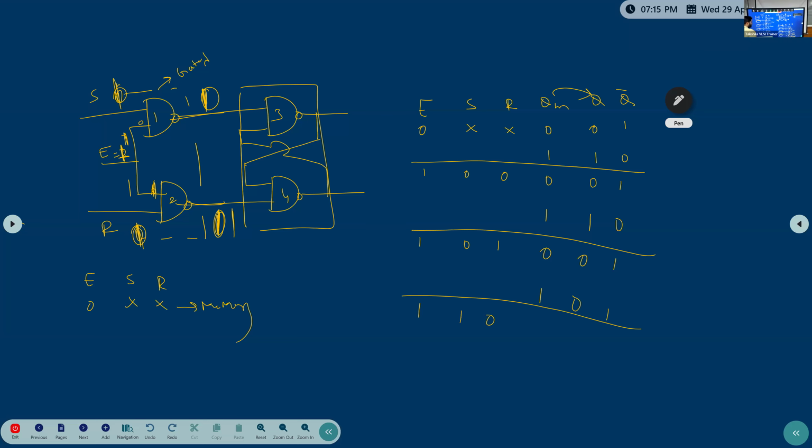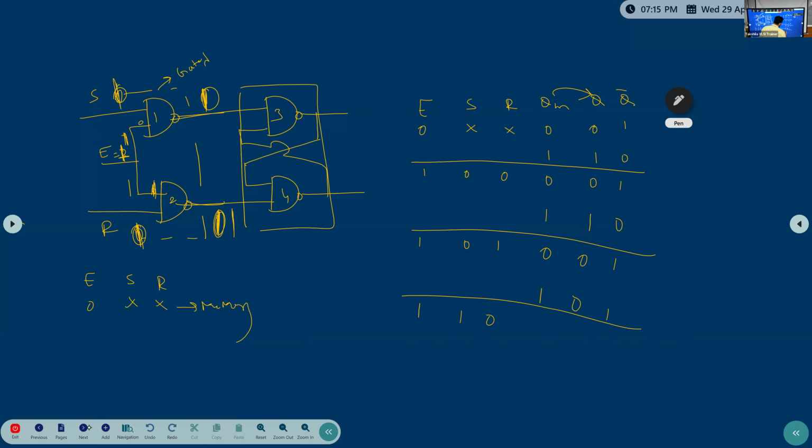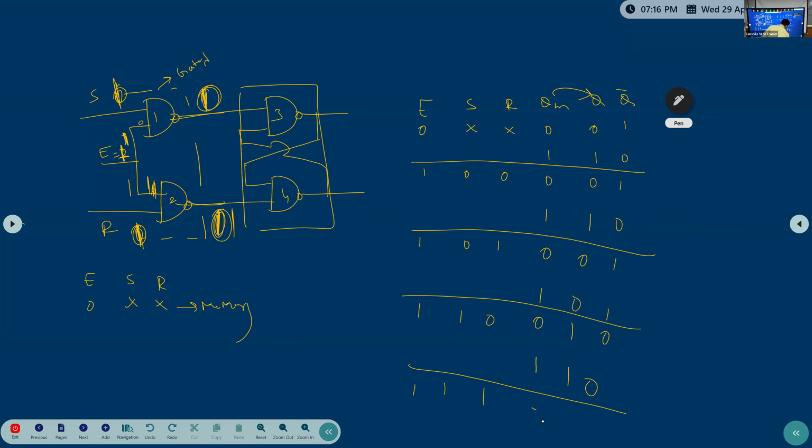If I am giving 0 1 to the circuit, what is it? Set case means output becomes 1. Set case means whatever the memory, it becomes 1. Next, the 1 1 case. All are 1, so this is 1, this is also 1, this is 1, and this is also 1. So in the 1 1 case, this is 0, this is also 0. If I am giving 0 0 to this circuit, this is an invalid case.